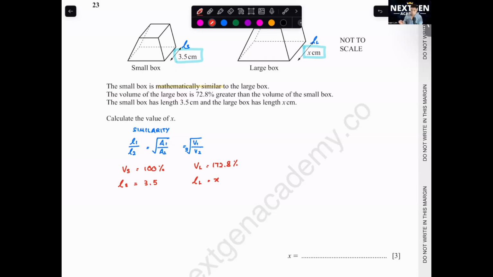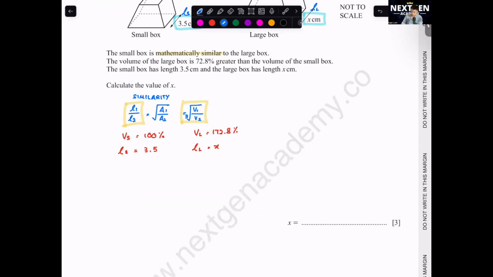Now we're going to put it into a ratio. Since we are comparing length and volume, we only take these two to compare. We want to find the length of the large one. So this is how we will write it: length large over length small equals the cube root of volume large over volume small. Why we put a cube root here is because we want to compare it to the same units.